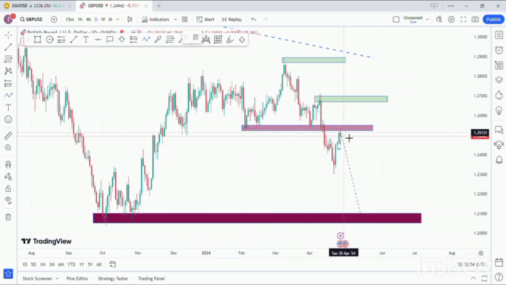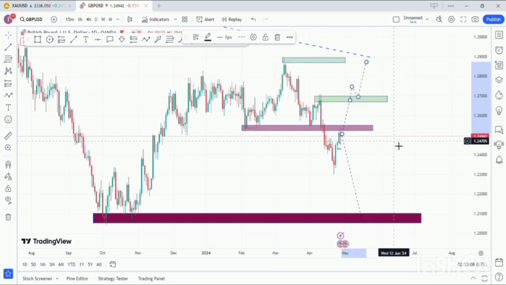So if price decides to continue upward, we're expecting it to move upward and respect this resistance zone right here, or probably break out of it, retest it, and then continue to the next resistance zone on the daily time frame. So generally, guys, on the GBP USD on the daily time frame, we're expecting price to either drop from its current position to the next support zone.